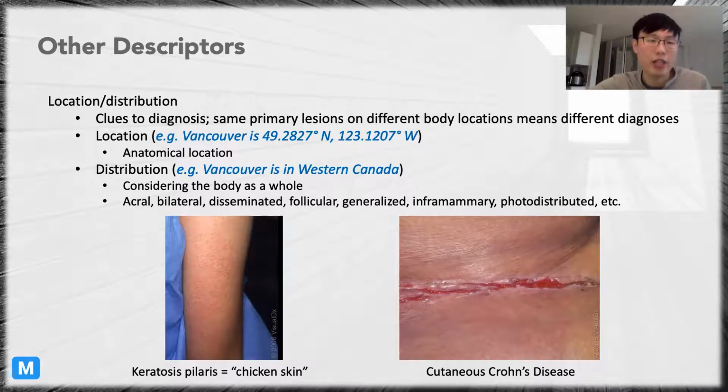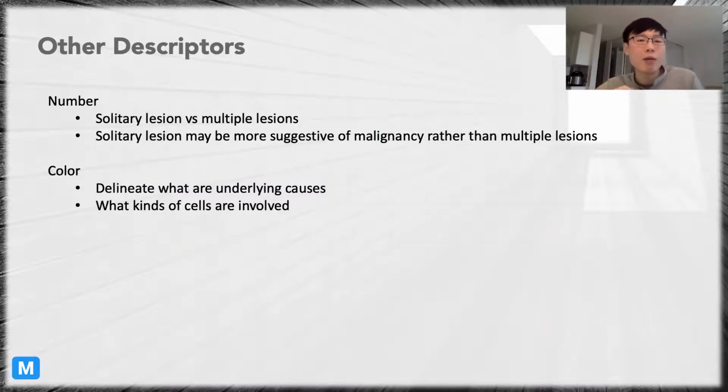So this is location and distribution. And the second one is number. Number is important because you want to do the whole examination of the body to ask yourself, is there only one lesion or are there multiple lesions? Because solitary, like one lesion, can be more suggestive of malignancy rather than multiple lesions.